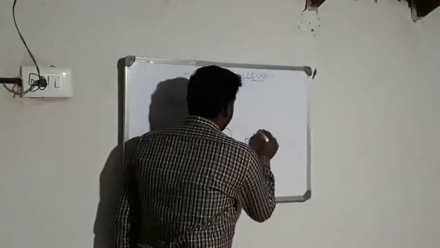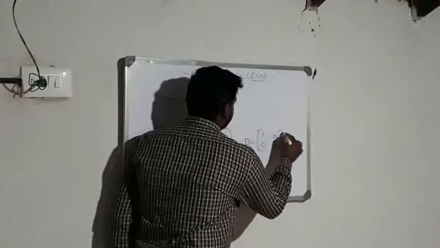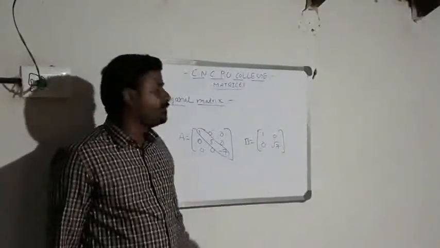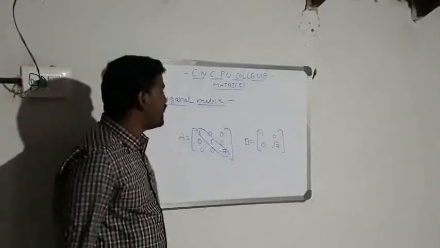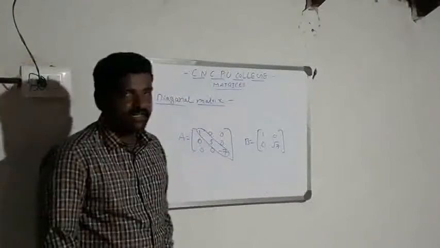Another example. Here also, what are the diagonal elements? 1 and root 7 are diagonal elements. The remaining ones are non-diagonal elements, and here the non-diagonal elements are 0. That's why this is a diagonal matrix.